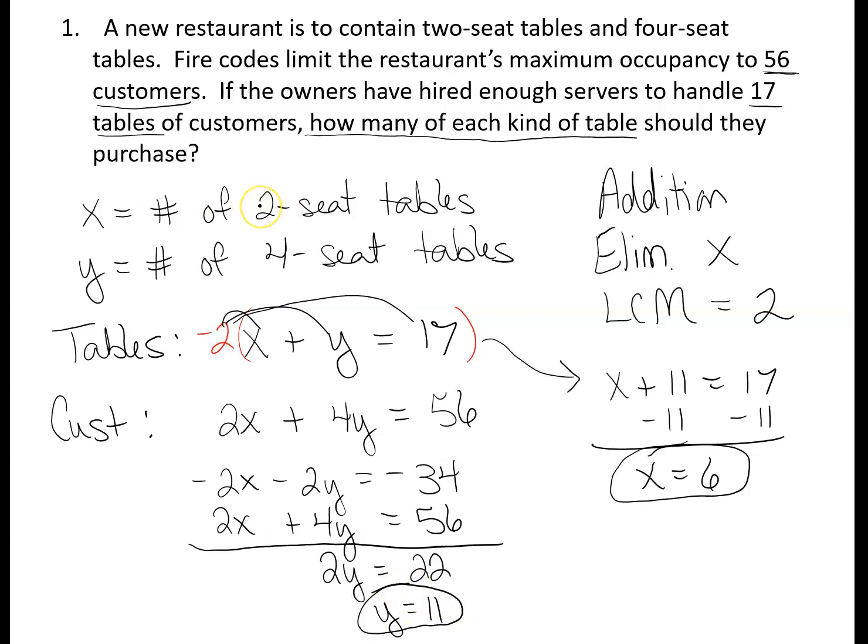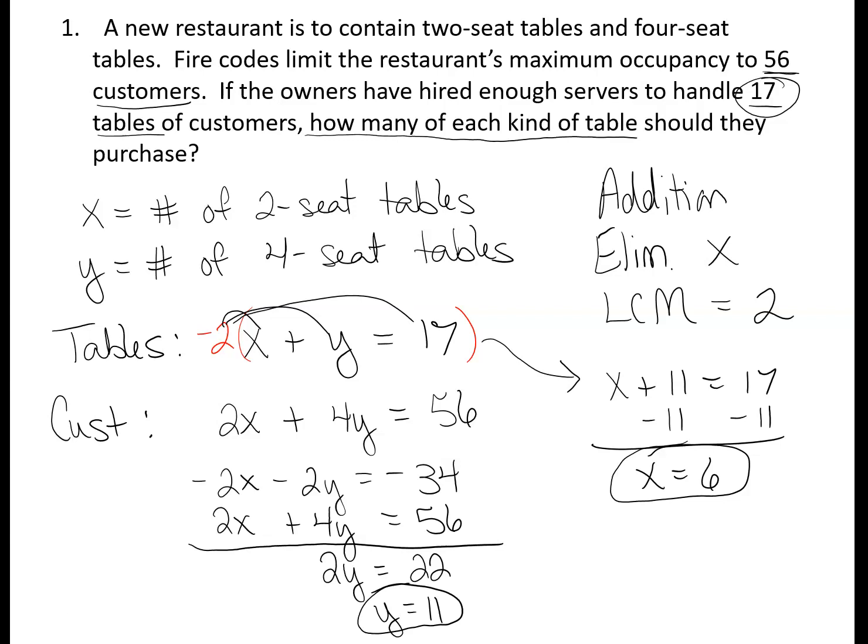If you didn't write this down, which I do want you to though, then you would need to specify it's 6 2-seat tables and 11 4-seat tables. And certainly we could kind of check to make sure that's going to work. We should have 17 total tables. Well, 6 plus 11 would be 17.